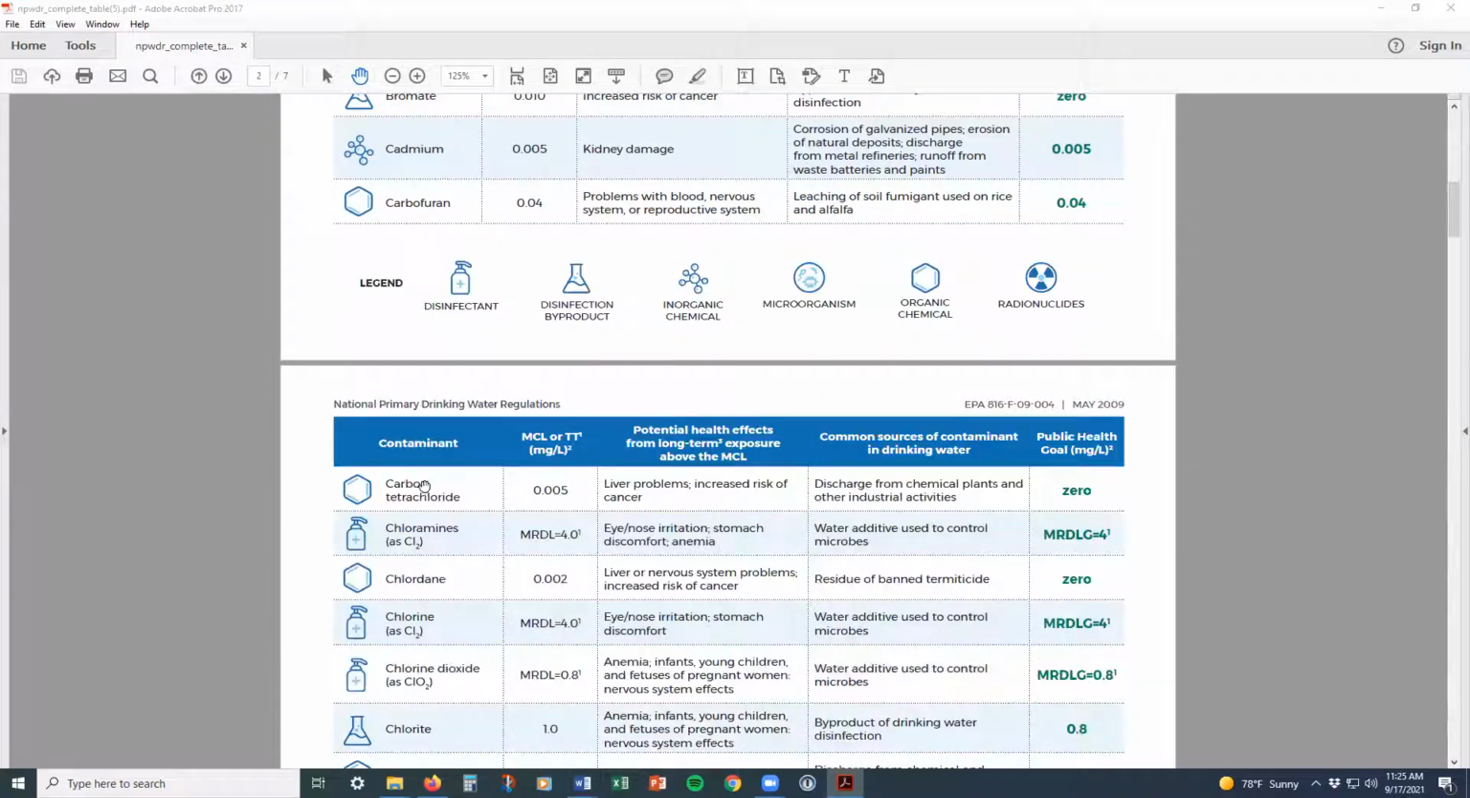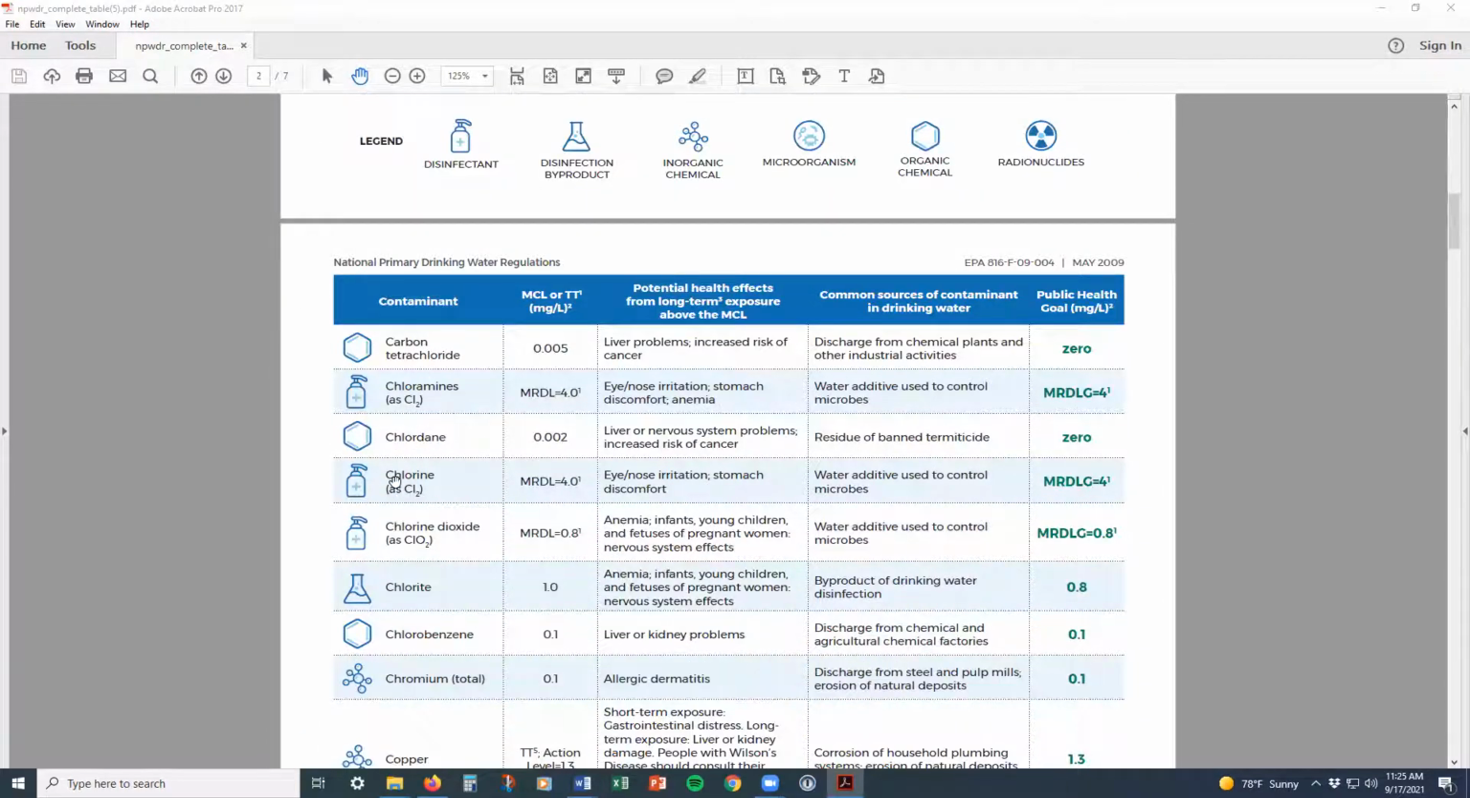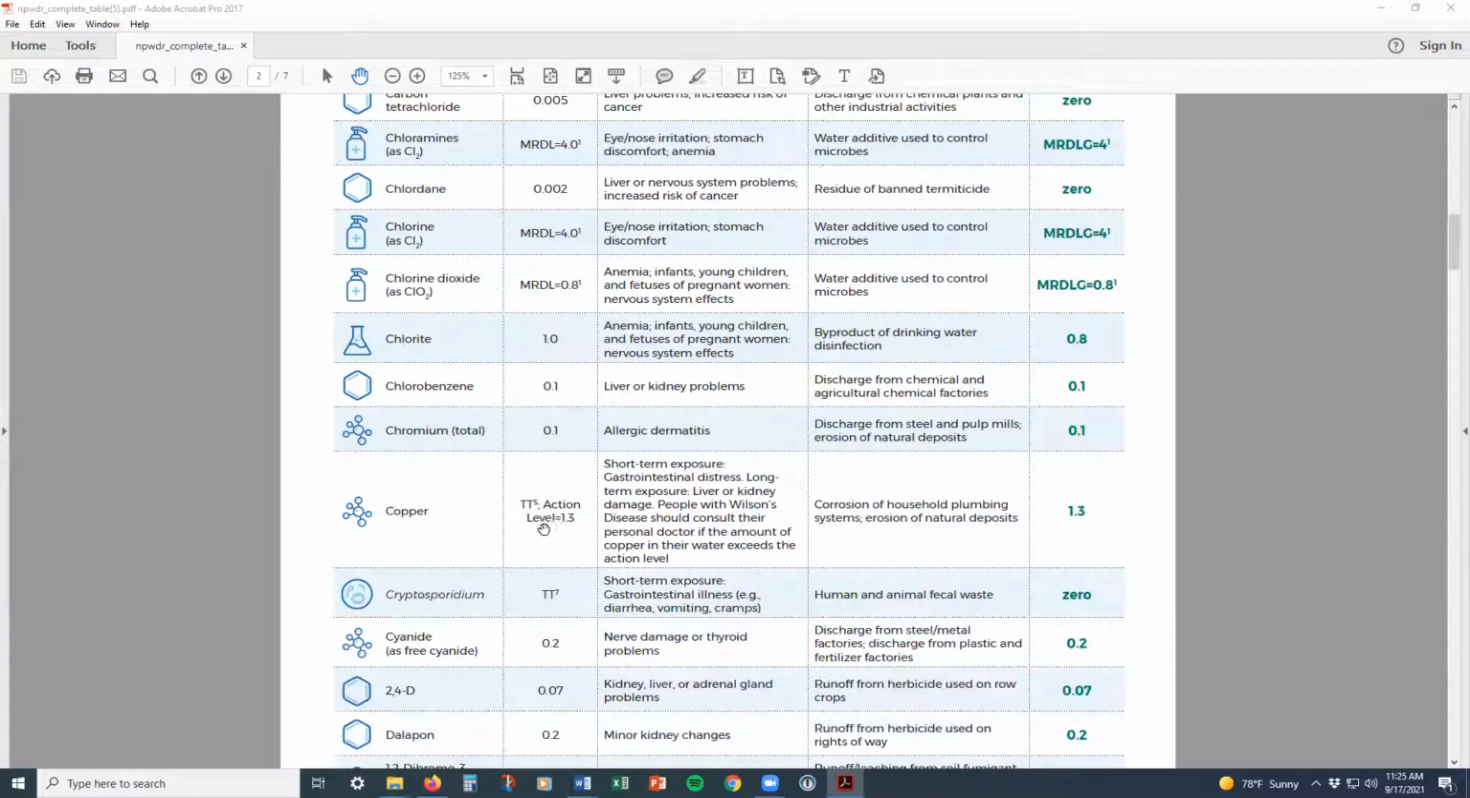All you need to do is find the regulations, this second column, for each one of the substances. So for chlorine, it would be 4.0 milligrams per liter. That is also known as parts per million. So for chlorine, the limit is 4 parts per million. For copper, the limit is 1.3 parts per million.